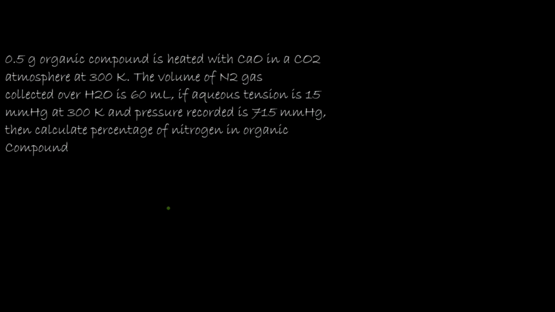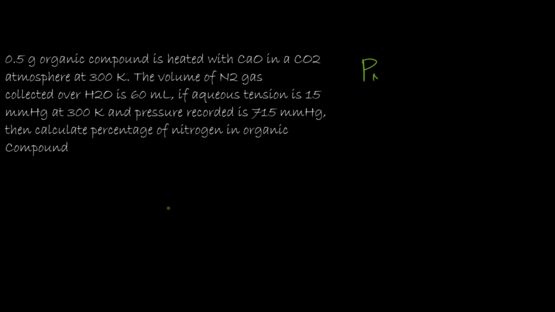If aqueous tension is 15 mmHg at 300 Kelvin and the pressure recorded is 715 mm of Hg, then calculate the percentage of nitrogen in the organic compound. So what do we have to find out? We just have to find out the nitrogen percentage, right? So first of all, let's calculate the pressure.